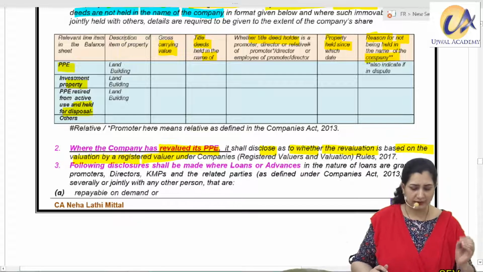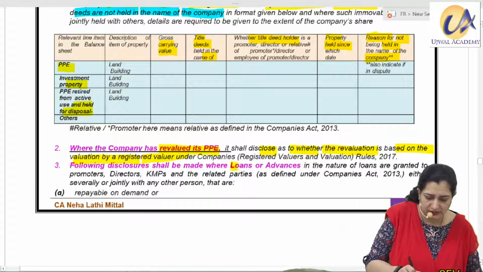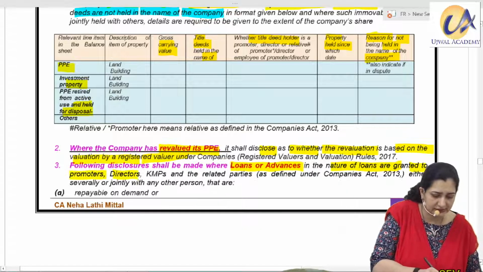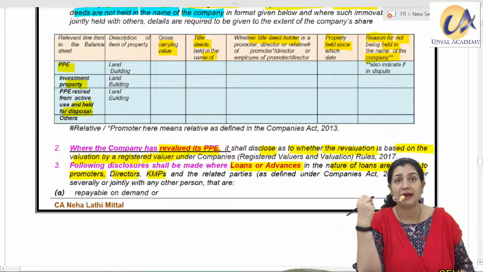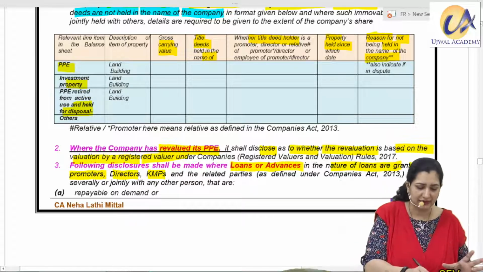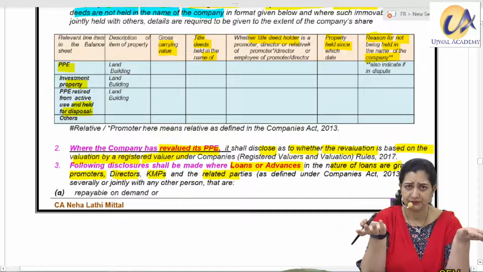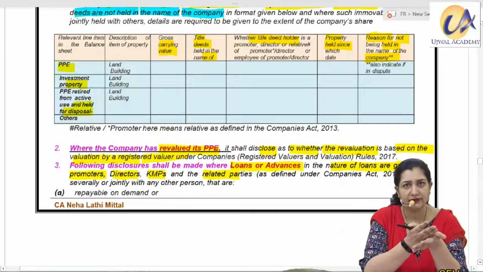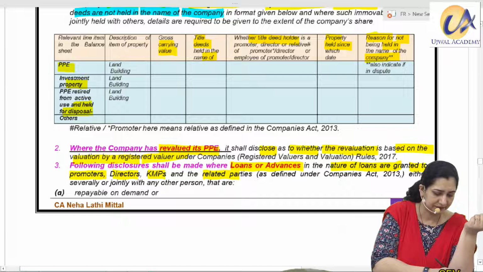Third one, if the company has given loans, the loans and advances are given to whom? Promoters, directors, KMP, key managerial personnel, related parties. So the company has given loans. That's one thing. But these loans are given which are repayable on demand.